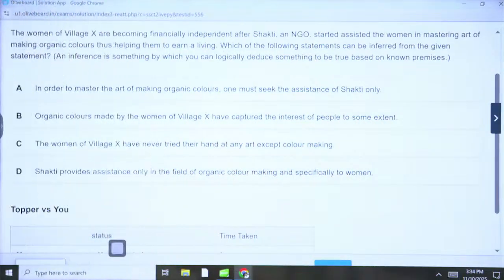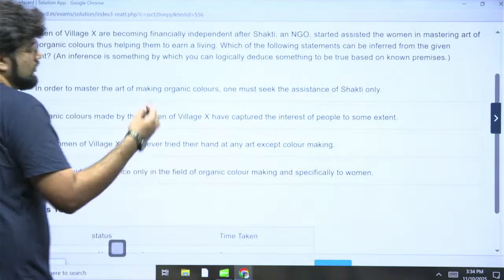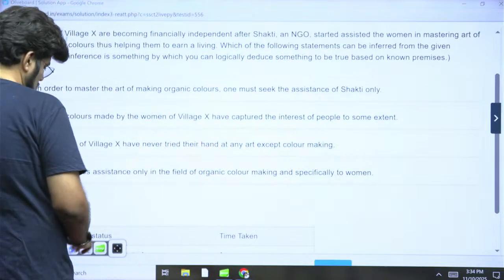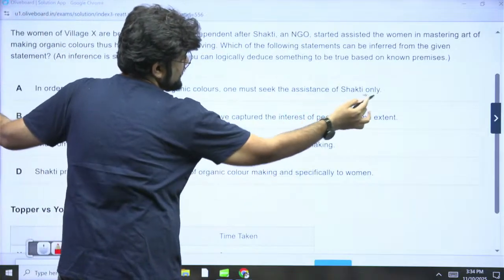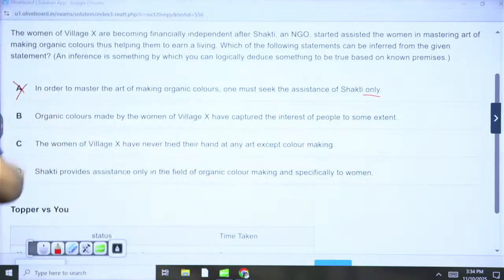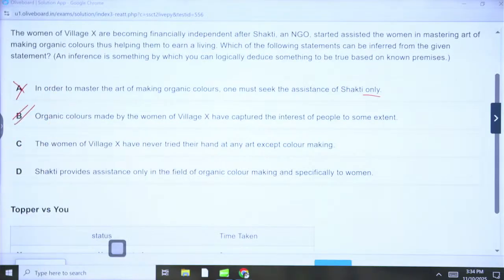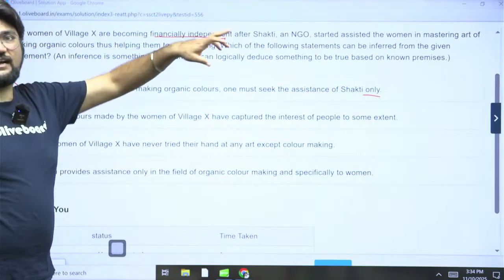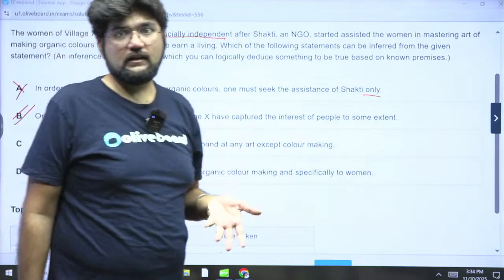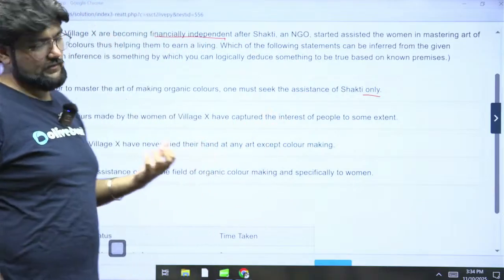In order to master the art of making organic colors, one must seek the assistance of Shakti only. The definitive word 'only' makes this not true. Nowhere does it mention that only Shakti can do that. Organic colors made by women of village X have captured the interest of people to some extent. Yes, we can infer that, and hence they are able to earn a living, because the women are becoming financially independent. They can't become independent just by learning how to make colors. Probably they're selling and making good money.